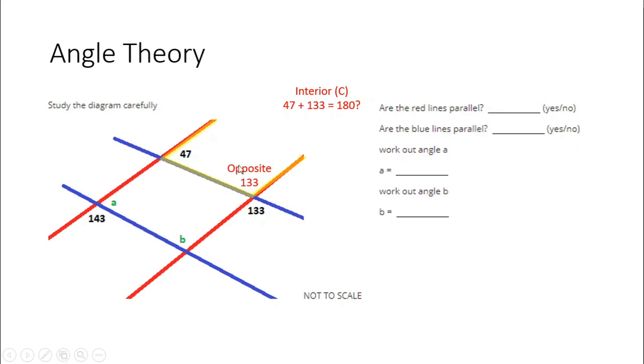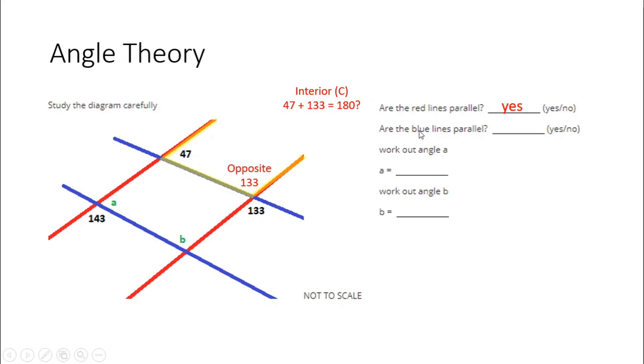Are 47 and 133 interior angles in a C pattern where the red lines are parallel? 47 plus 133, does that make 180? Yes, it does. So those red lines must be parallel because we can see that using a different rule, the opposite angles rule, it fulfills what we need to prove for the parallel line rules, that these two are interior angles, so they add to 180.